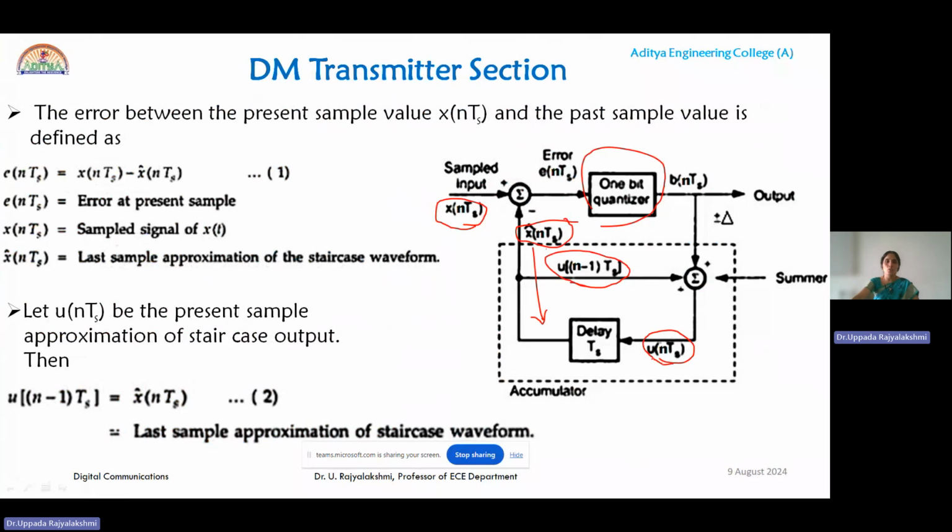Here you can remember that u represents the step size, which is the output of the quantizer or input to the accumulator. u of nTs is the current sample version of the staircase response, and u of (n-1)Ts is the past sample version of the staircase response. u of (n-1)Ts plus or minus delta is our present sample approximation. That's what we have mentioned in equation 1 and equation 2.